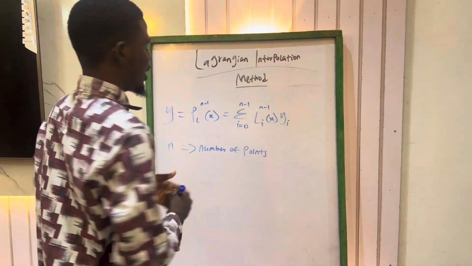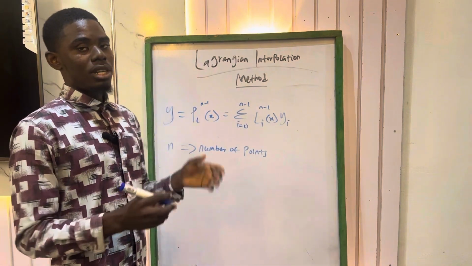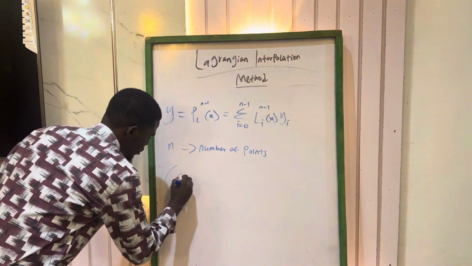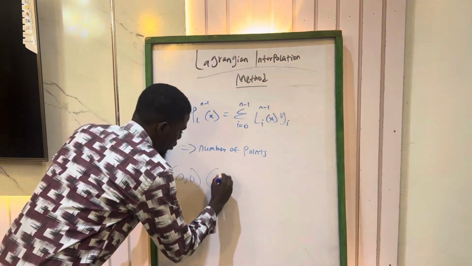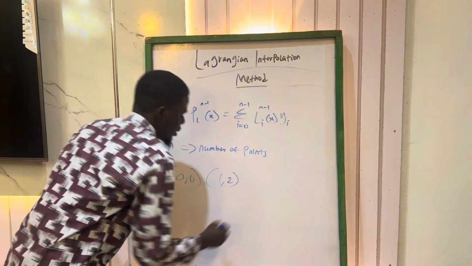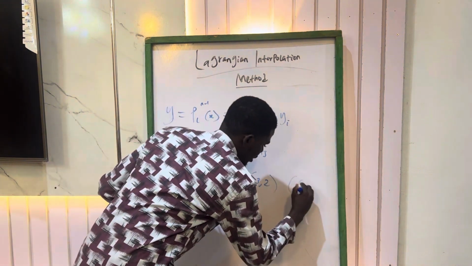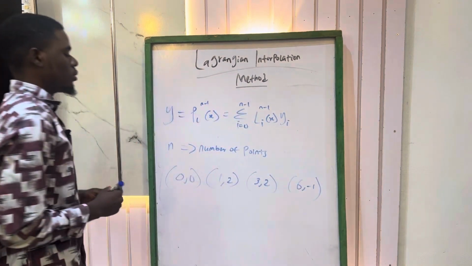So now you can remember that from that question in which we applied the Newton divided difference approach, the points that were given are: the first point was (0, 0), the next point was (1, 2), then the third point was (3, 2), and the fourth point was (6, -1).